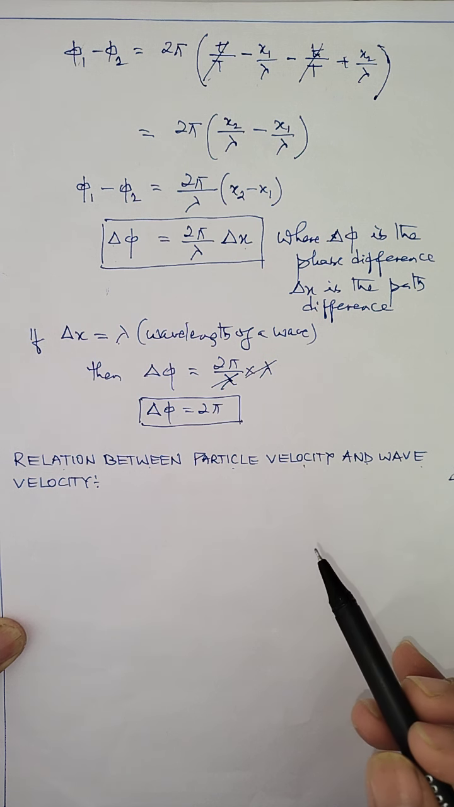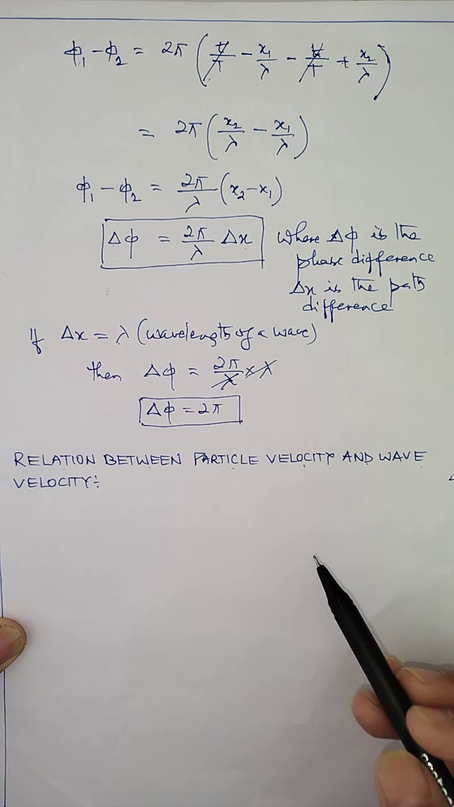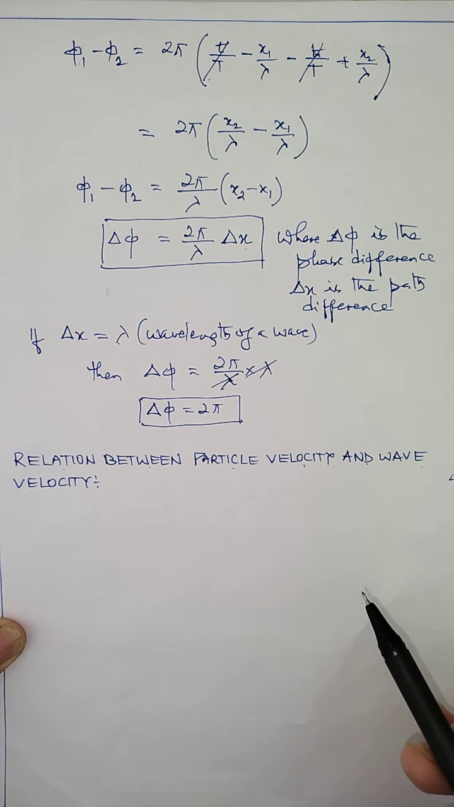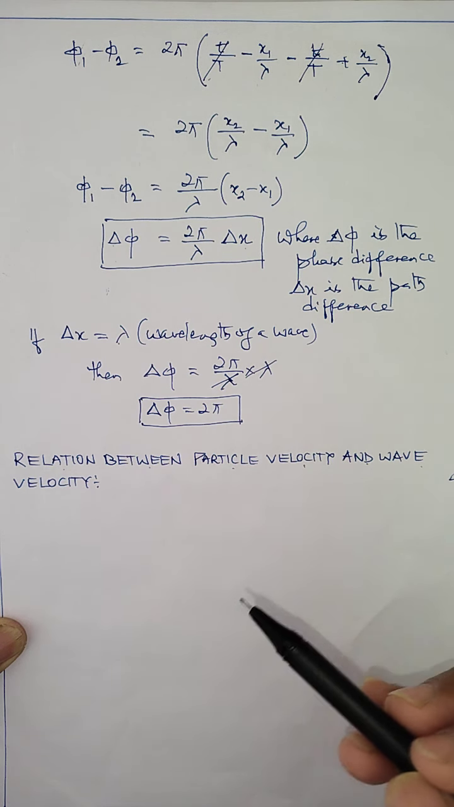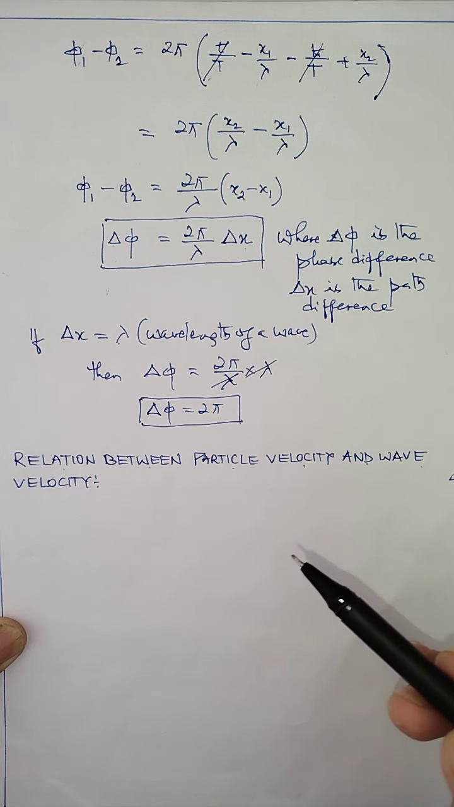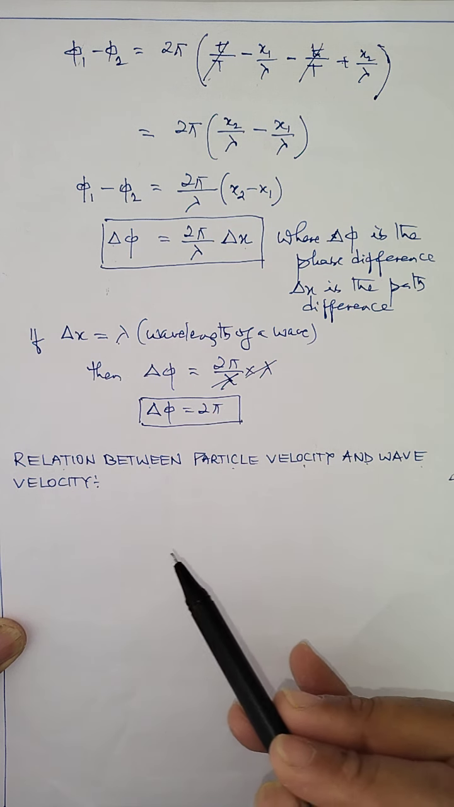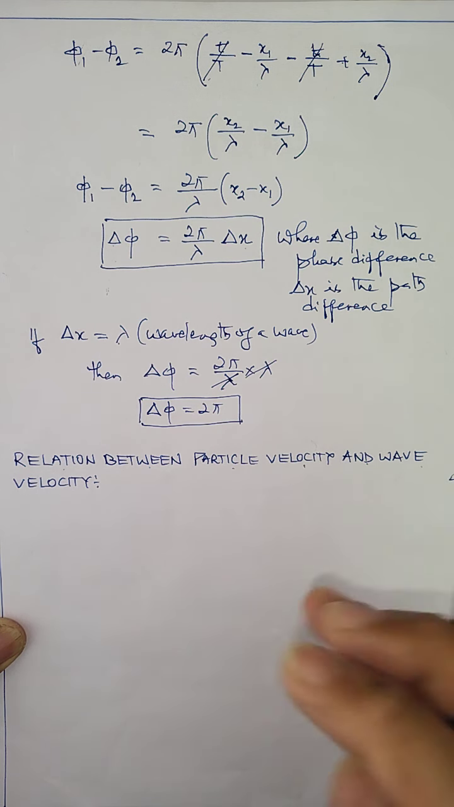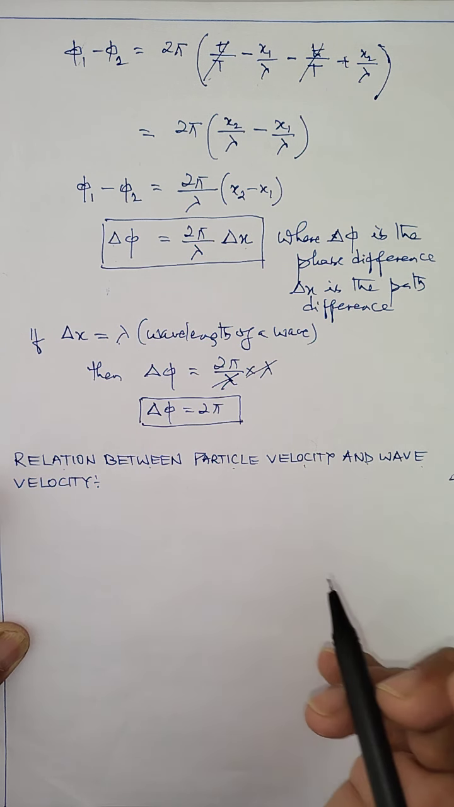As I said, the wave velocity, with which the wave propagates in a particular direction in a medium, is not the same as particle velocity. Every particle acquires a velocity due to the oscillation or vibration of the medium's particles. That velocity is called particle velocity. But the wave which propagates in a particular direction with a velocity, that velocity is called wave velocity.